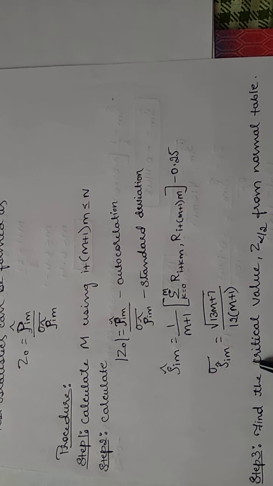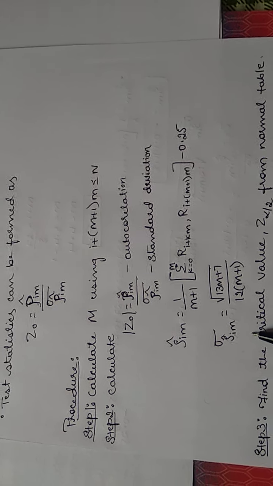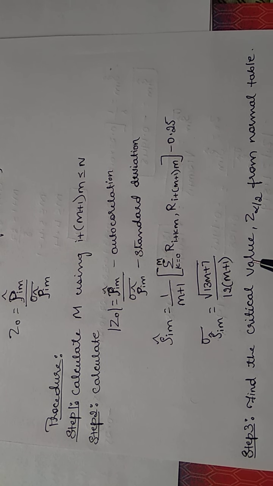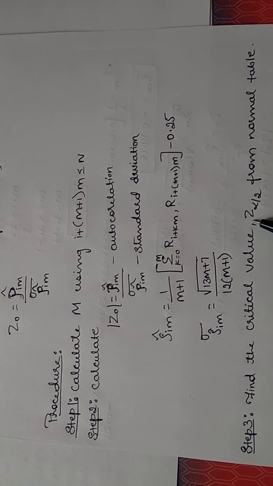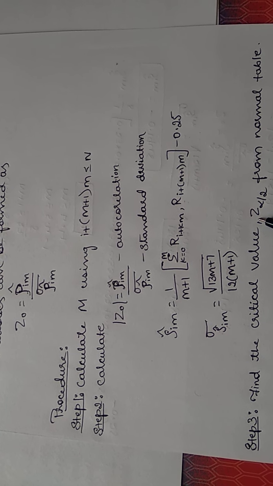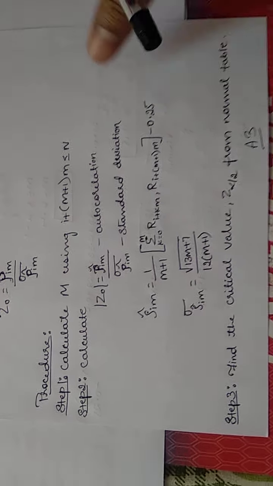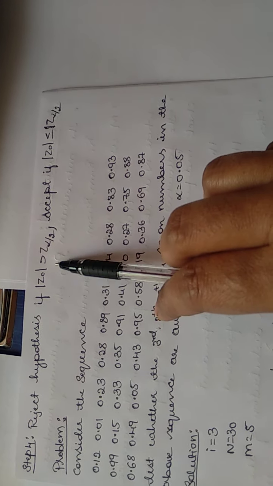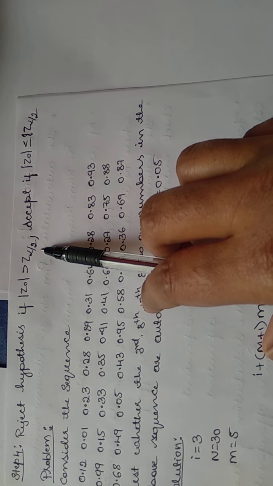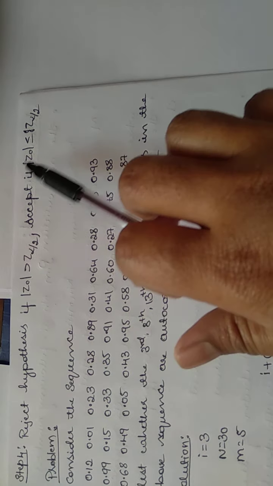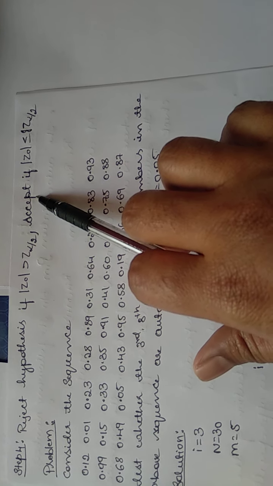Then step 3: in each and every problem we use the critical value. Here the critical value is not alpha, it is alpha by 2, and you have to take it from the normal table, which we call the A3 table. From the A3 table you have to find the value. And the last step, as usual, is to check whether z0 is greater than z alpha by 2, or less than or equal to z alpha by 2. If it is greater, reject the hypothesis. If it is less than or equal, then accept the hypothesis.